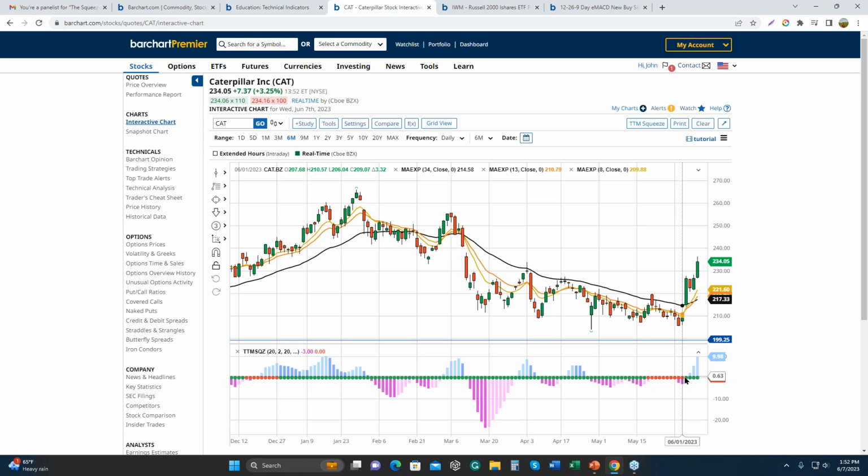All right, so again, we get this issue about the red and green dots. Remember, the red dots are just telling us that the Bollinger Bands are inside the Keltner channels, that the setup is being created, the conditions are being created, and that we still need to wait for that first green dot after the last red dot.